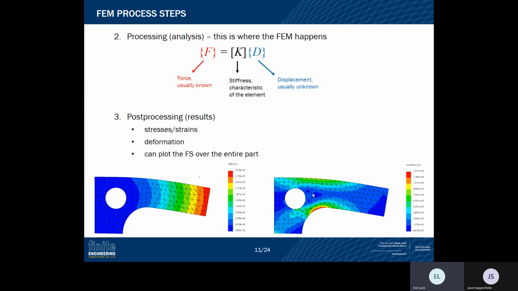And then in the third step we have our post-processing of results. And this is where we look at our stresses and strains, our deformation that we might have, what the factor of safety is over the part. We can do things such as looking at fatigue. So there's lots of things that we can do here. We can look at strain energy. So we can see lots of information. And this is really what we start to interrogate to identify whether it meets some criterion or set of criteria for the design essentially.